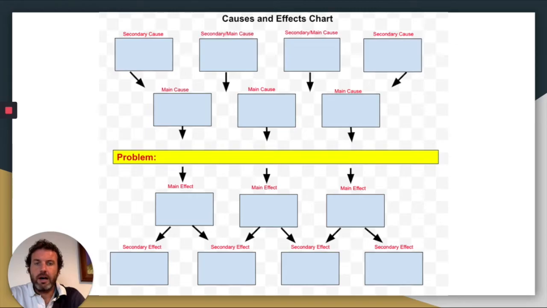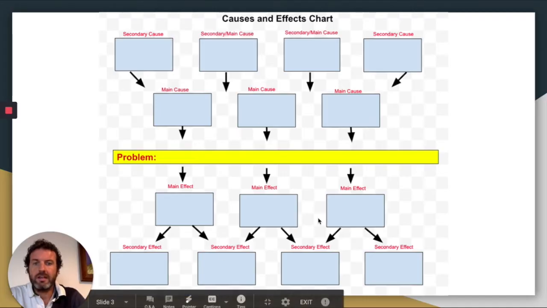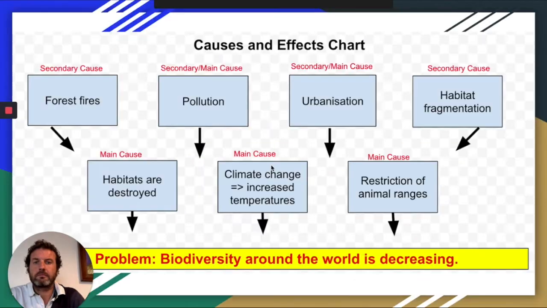Alright, so again, from the last lesson, what we did was we filled in this causes and effects chart. So we had our problem, which was biodiversity is decreasing around the world. And then we looked at causes of this problem, and then what are the effects of this problem. All right, so first of all, looking at the causes, we can see that there were a number of main causes, and then there were a number of secondary causes over here.